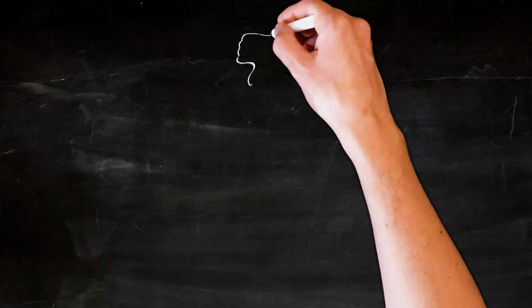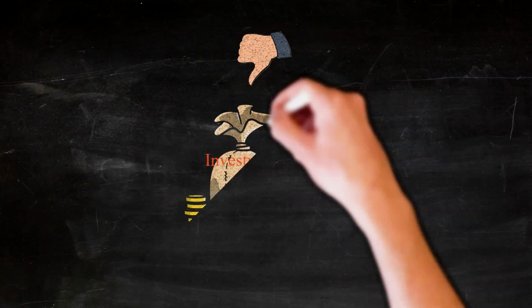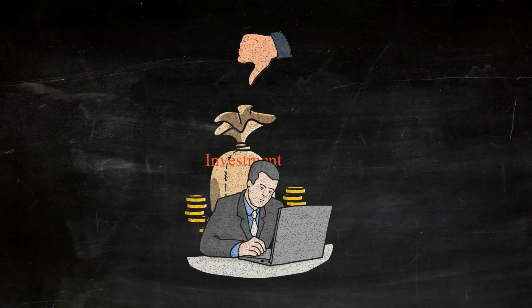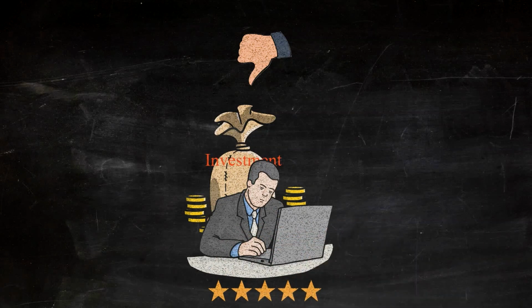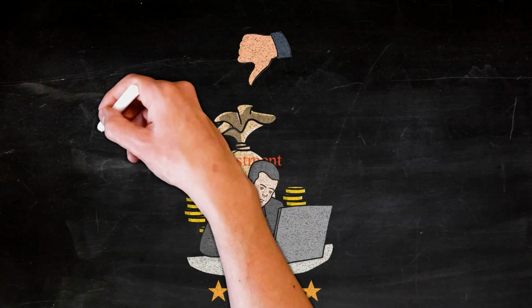Of course, the downside here is that in order to get into a syndication, you typically have to be pretty well off already, be considered an accredited or a sophisticated investor, and have $50,000 or more available to invest.